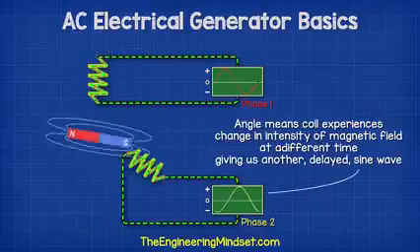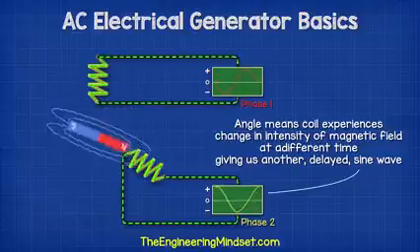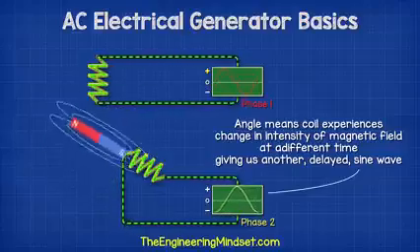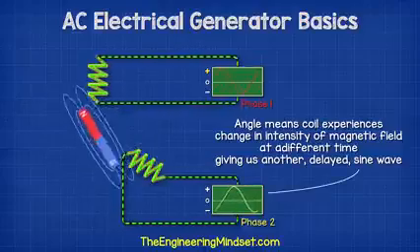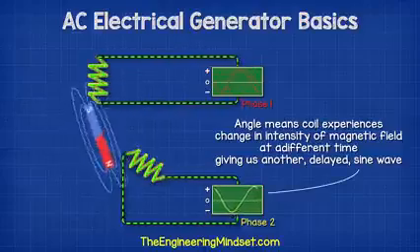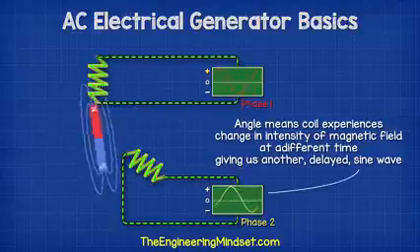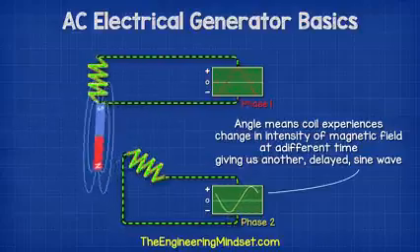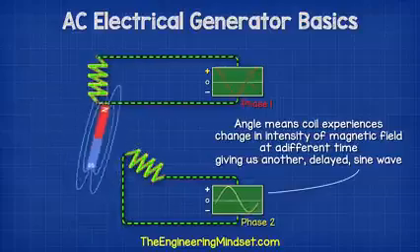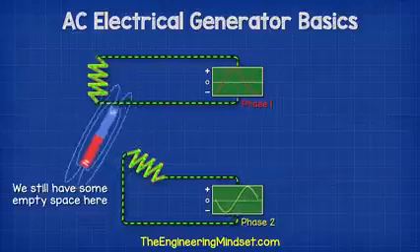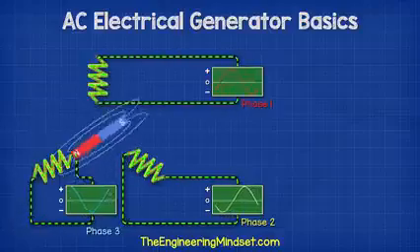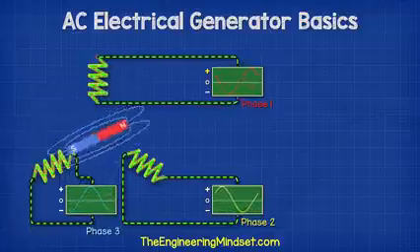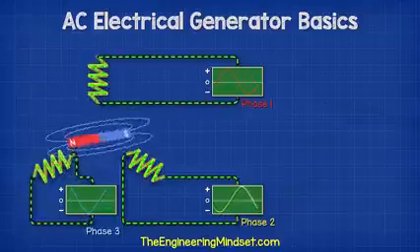Why? Because the coil is at a different angle, so it will experience the change in intensity of the magnetic field at a different time. The current is therefore going to flow forwards and backwards at a different time. That gives us another sine wave, which occurs at a different time. We still have empty space here, so we can add another set of coils at 120 degrees from the previous set to create a third phase.